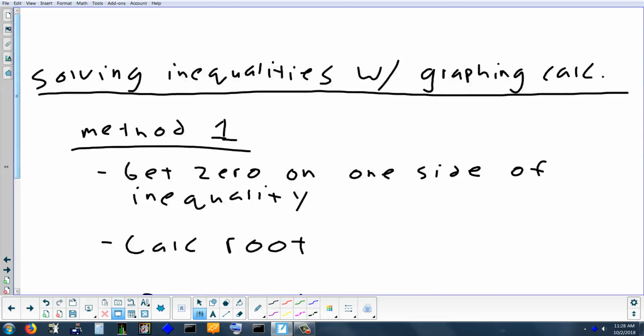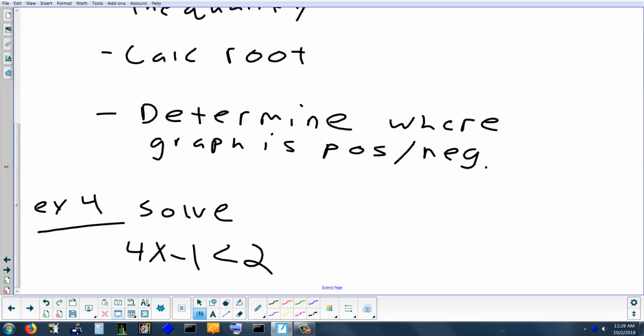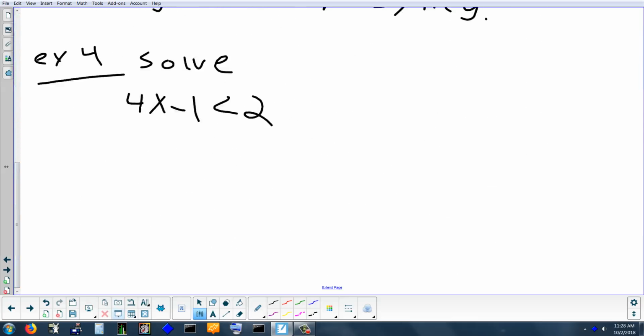Step 1, get 0 on one side of the inequality. Okay, so how about, Nathaniel, if I want to get 0 on one side here, what do I do? No, you would just subtract 2. So 4x minus 3 is less than 0. So this is going to be a question about where is the graph negative? Where is it less than 0? So keep that in mind.